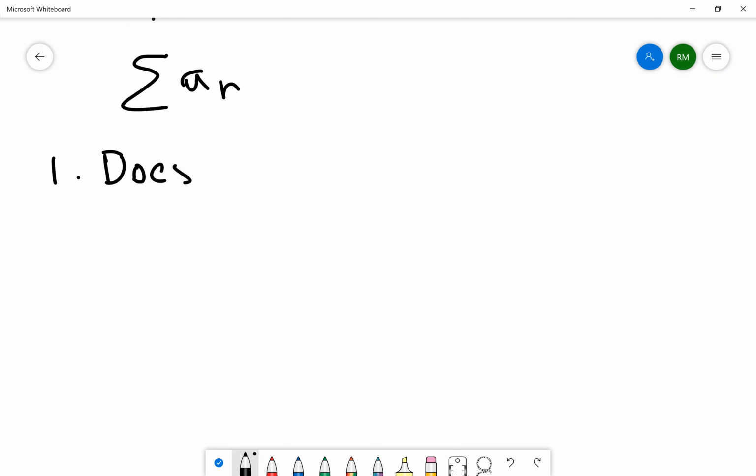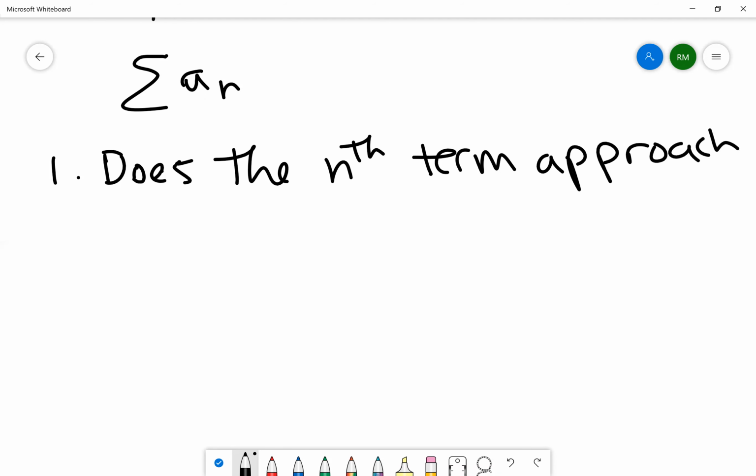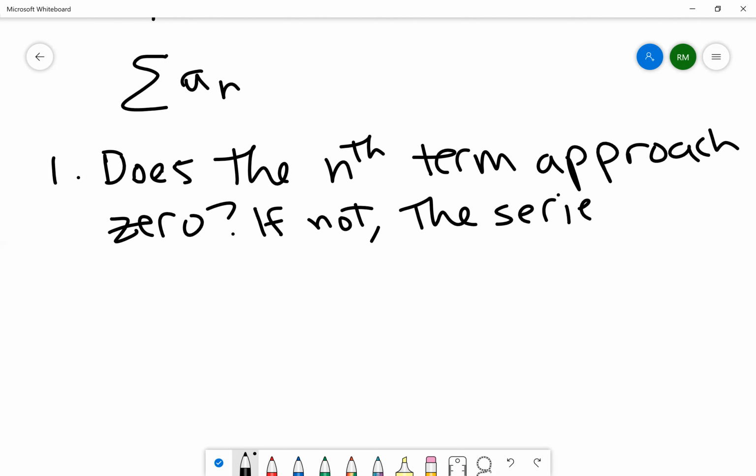If not, the series diverges. That's called the divergence test. So that's the first check. If the nth term goes to something not 0, then it diverges. If it goes to 0, then you've got to see whether another test will tell you.